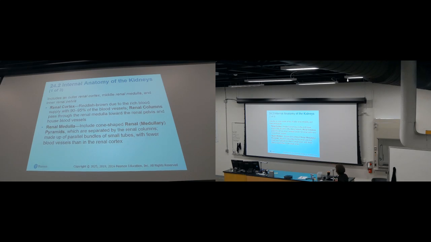And the cortex is reddish brown in color because it has a lot of blood supply. Between 90 to 95% of the blood vessels that go into the kidneys are located in this region. And then the renal columns that separate the pyramids are the space where the blood vessels go and distribute their branches into the cortex.